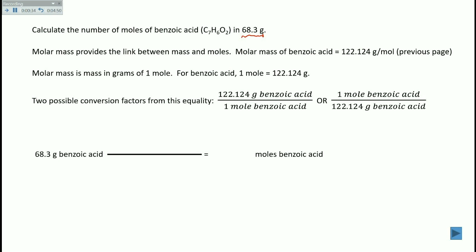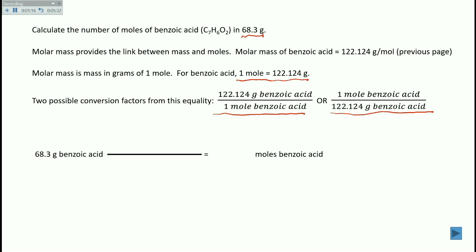So the way I will use this information is to turn this equality into conversion factors. Now, since 1 mole equals 122.124 grams, I can create two possible conversion factors. I can put grams over moles or moles over grams, and each one of those is equivalent. Since the top and the bottom of those conversion factors are equal, actually my conversion factor is simply 1. So I can multiply anything by that and get the right answer. This is always going to be true in a conversion problem.